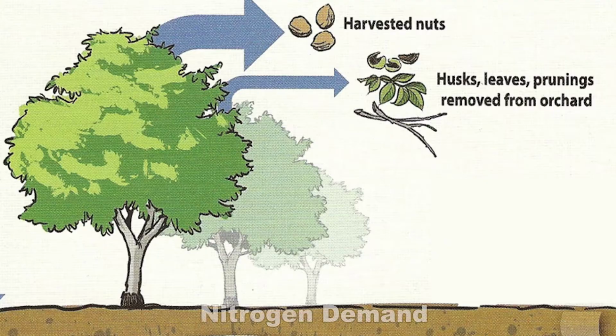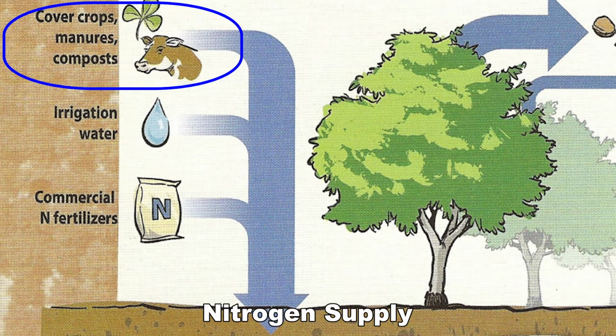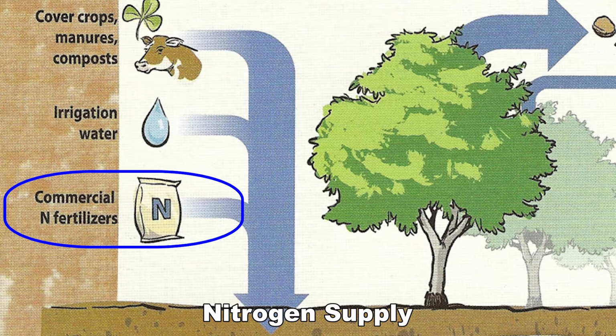All this biology about how nitrogen behaves in the soil and in trees has to be translated into practices for managing a walnut orchard. Let's start with the right rate. Applying the right rate is about matching nitrogen supply with the nitrogen tree demand. That demand is all the nutrients a tree needs to build the harvested nut, husk, hull, leaves, and twigs. This is our supply side: cover crops, manure, compost, the nitrate in irrigation water, and synthetic nitrogen fertilizer.